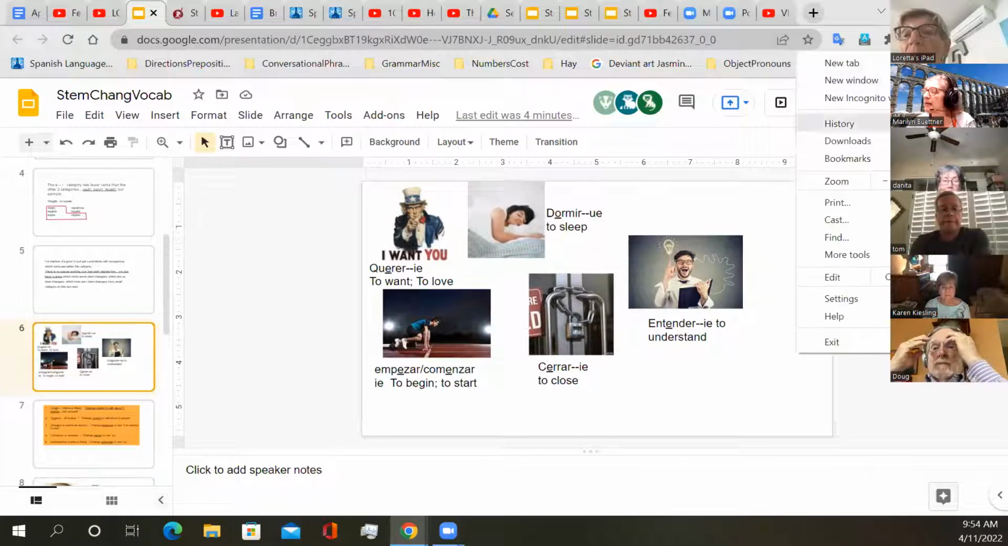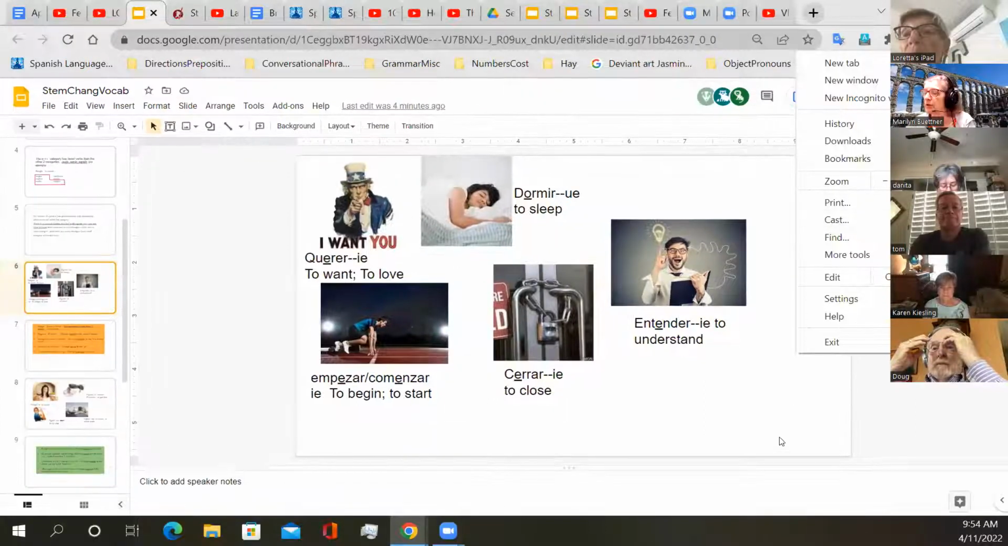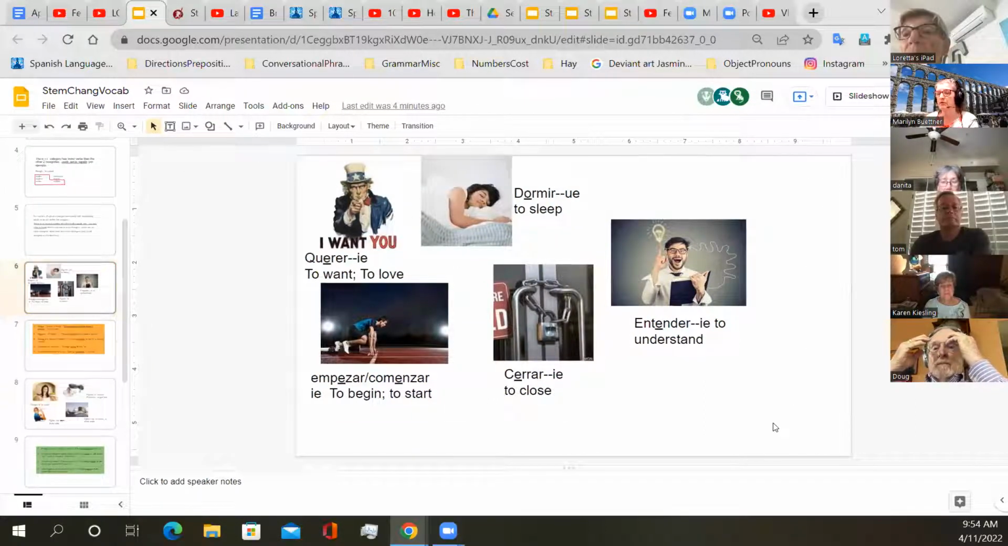Wow, can I make this slightly bigger? Espero que sí. Sí, un poquito más grande. I can make this a little bit bigger. So we've got querer. The infinitive doesn't have the stem change yet, but I underlined the vowel you can see that gets the stem change. Querer, which means to want and also means to love. Okay? So it becomes quiero.